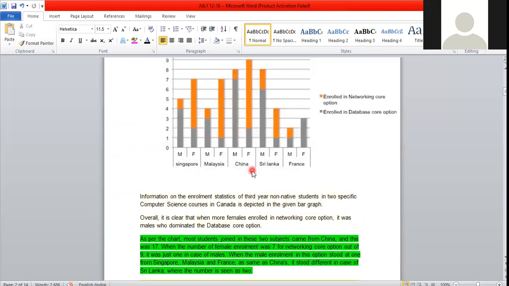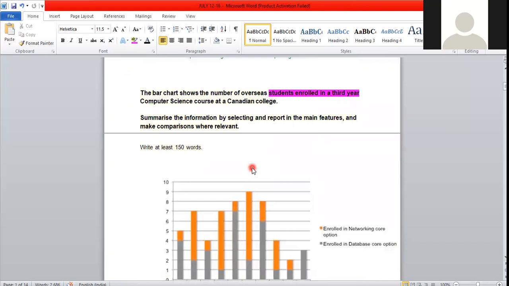So this is a bar chart again. It shows the number of student enrollment. So it has to be written in simple past tense because enrollment has already been done.